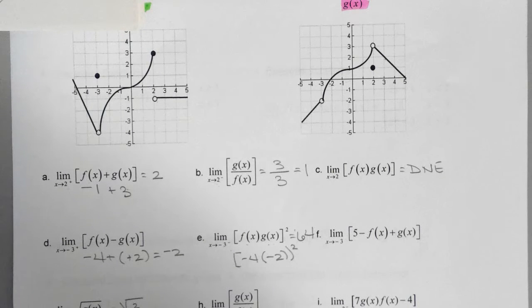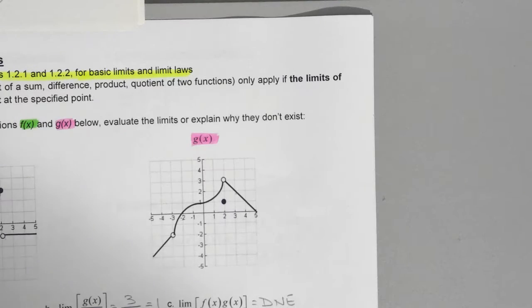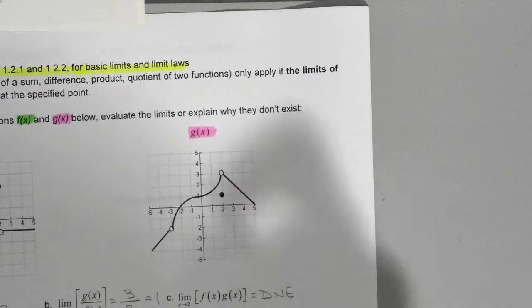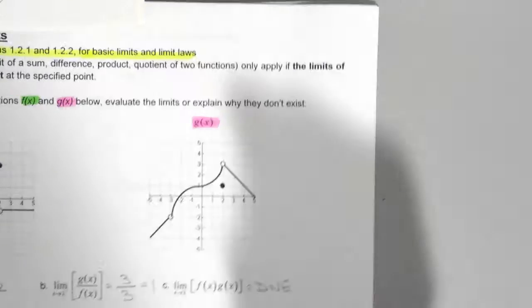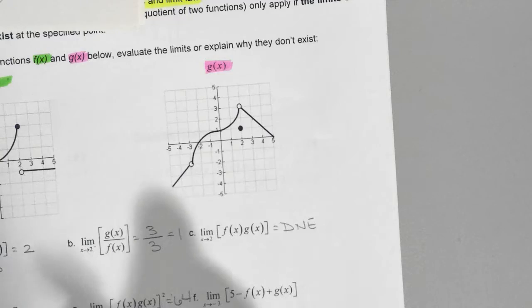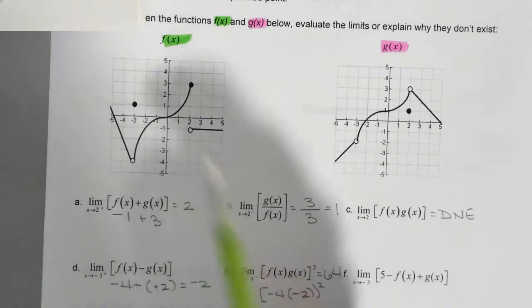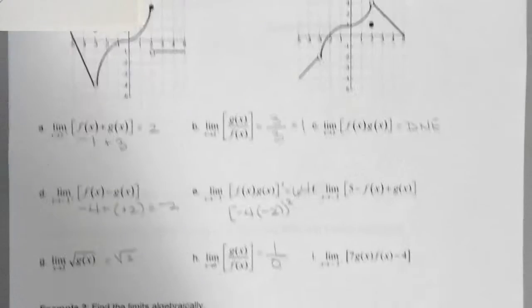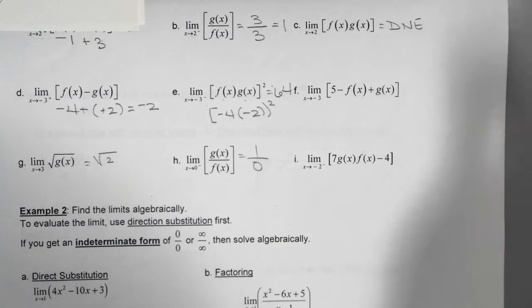Okay. Let's look at h. The limit as x approaches 0 from the left of g of x over f of x. So let's look at g of x first. We're approaching 0 from the left, 1, okay? And then what about f of x, 0 from the left? What is that? It is undefined, therefore the limit does not exist.